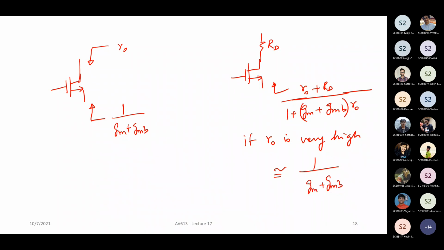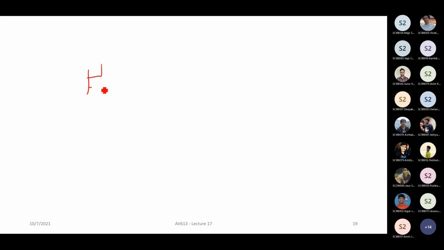All right. So in other words, if you have some resistance at the drain node and you're looking at the impedance from the source side, the way you can write the impedance is you write the sum of the two impedances, because of course you have R0 here. So R0 plus RD, the sum of the two impedances, divided by this factor 1 plus Gm plus GMB into R0.